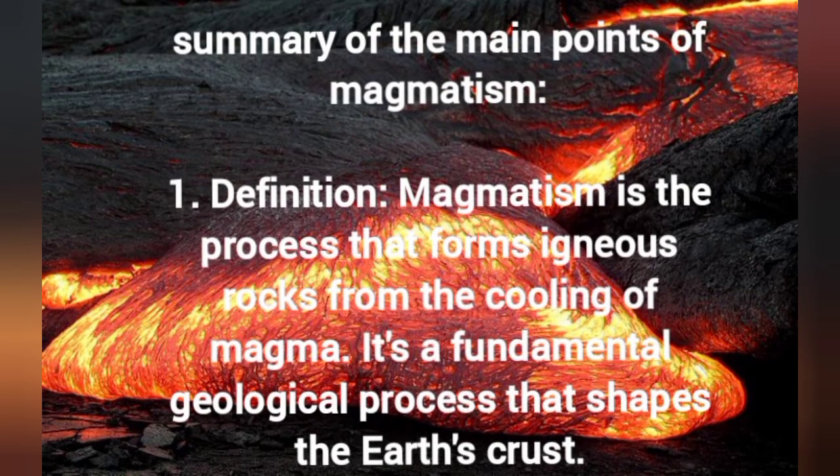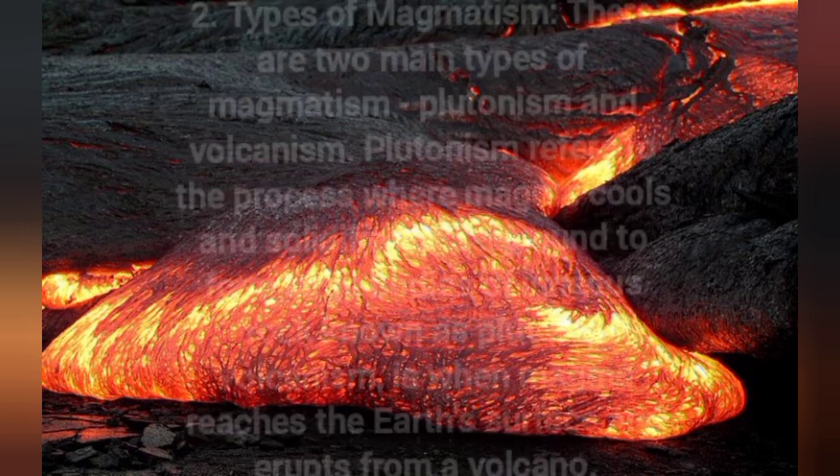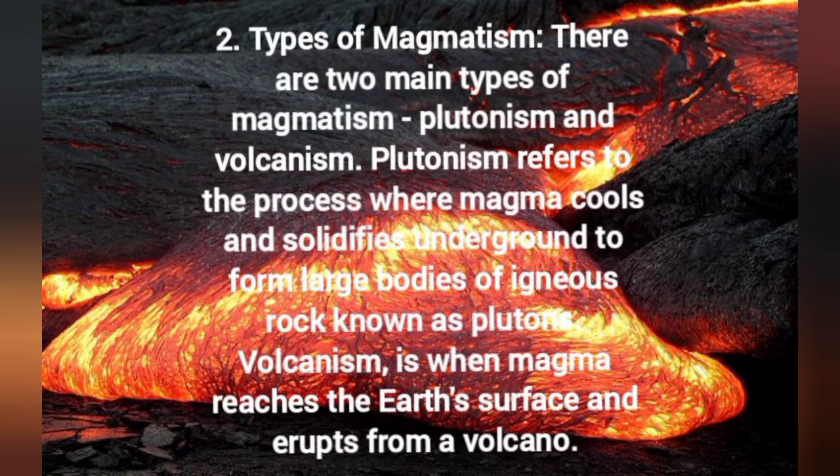Number 1. Definition. Magmatism is the process that forms igneous rocks from the cooling of magma. It's a fundamental geological process that shapes the Earth's crust. Number 2. Types of magmatism. There are two main types of magmatism, plutonism and volcanism. Plutonism refers to the process where magma cools and solidifies underground to form large bodies of igneous rocks known as plutons. Volcanism, on the other hand, is when magma reaches the Earth's surface and erupts from a volcano.